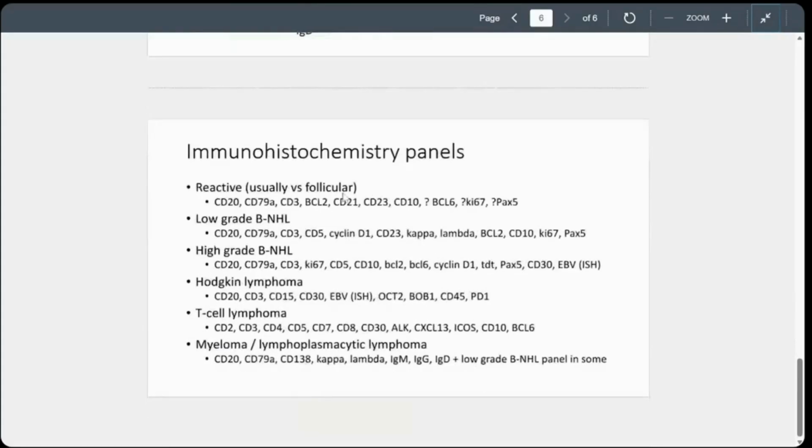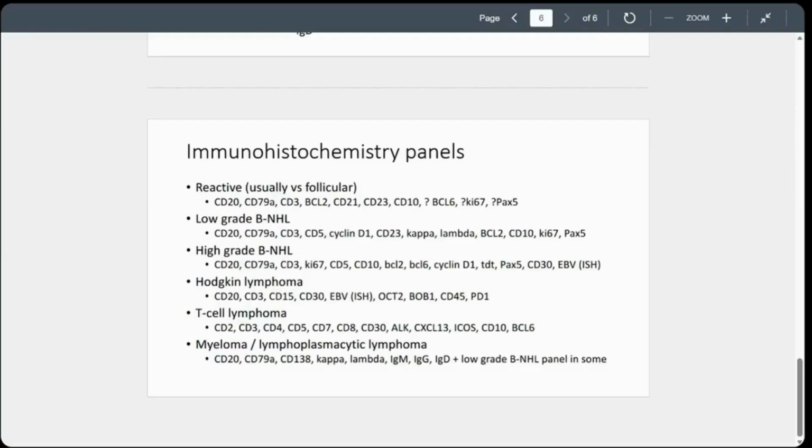These are the panels that I would use. You can see it's quite long, but for a reactive lymphoma, obviously you've got to exclude B-cell lymphomas. Two B-cell IHCs, CD3 for T cells. CD21, if you're going to have 21, you need 21 and 23. CD10, BCL6, maybe not necessary. Ki67, probably not necessary. PAX5 is becoming more and more a useful marker, I think.